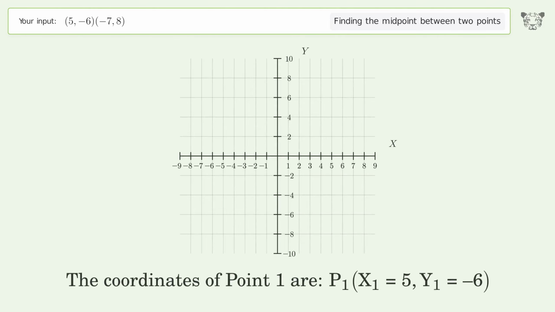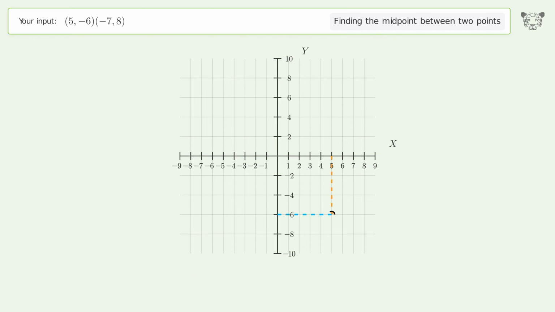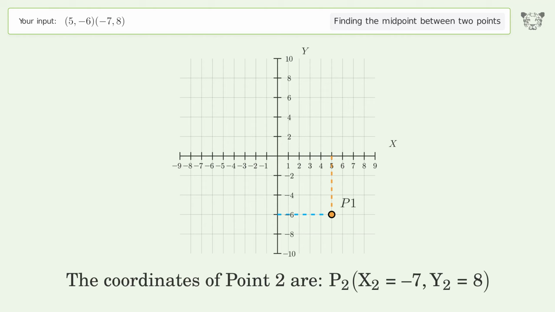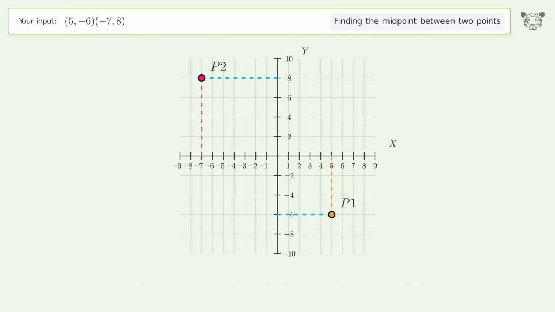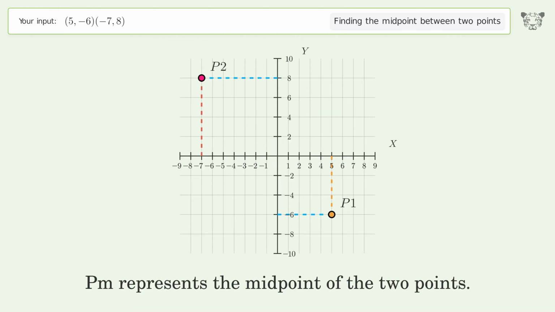The coordinates of point 1 are, x1 equals 5, y1 equals -6. The coordinates of point 2 are, x2 equals -7, y2 equals 8. PM represents the midpoint of the 2 points.